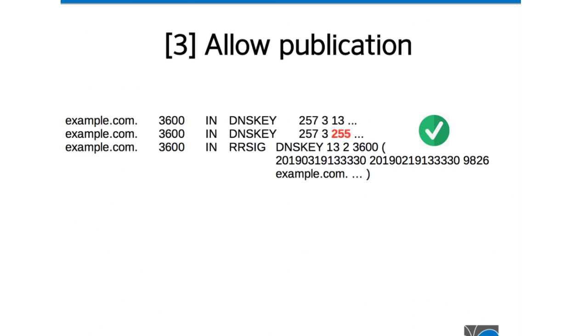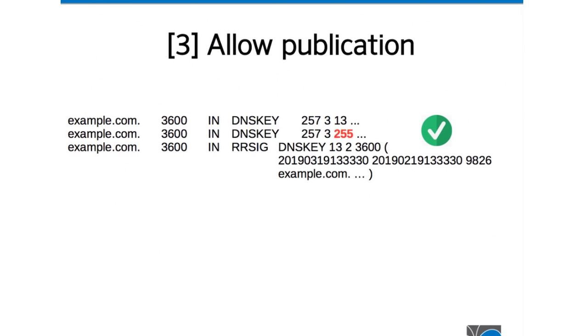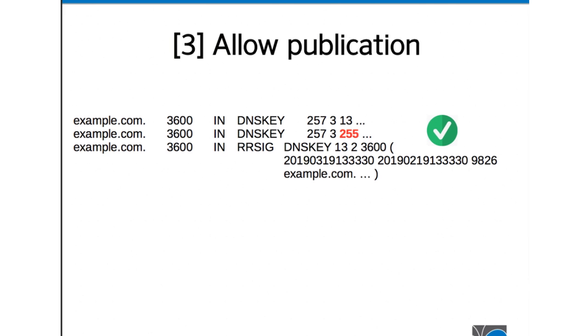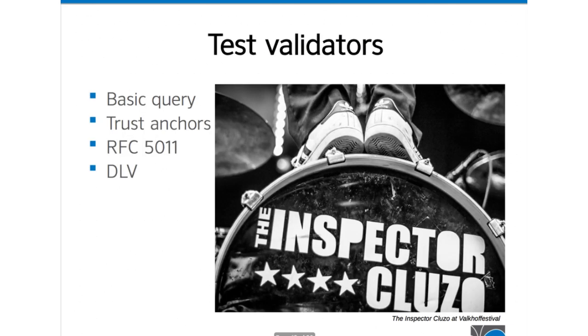Third case, allow publication. We don't need to go into deep details here. Everyone allows a key there and just signs it with an algorithm that they do support. So signing is actually fine, not that exciting. Let's look at the validator case.